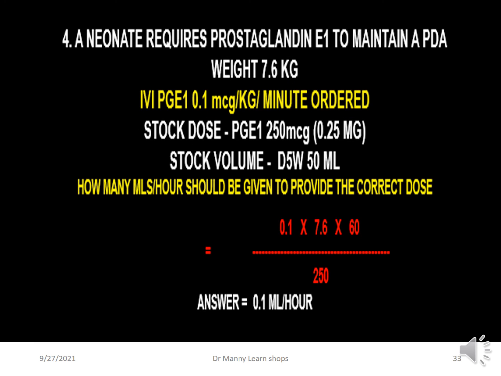The answer is 0.1 multiplied by 7.6 multiplied by 60 divided by 250. So the answer is 0.1 of a mil per hour.